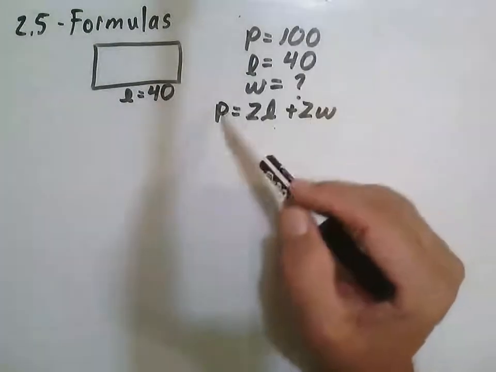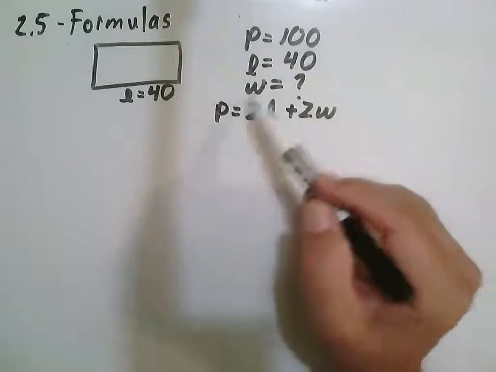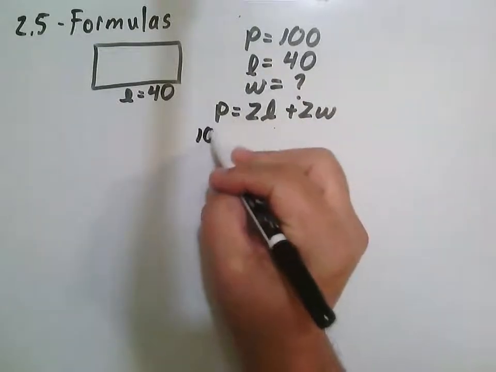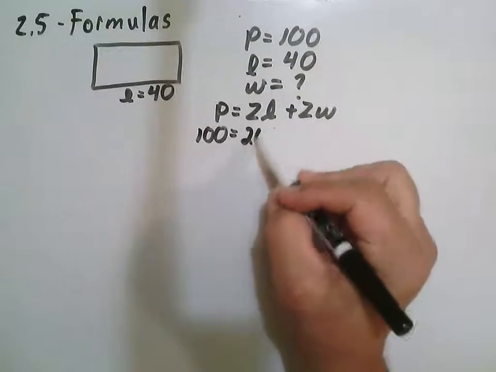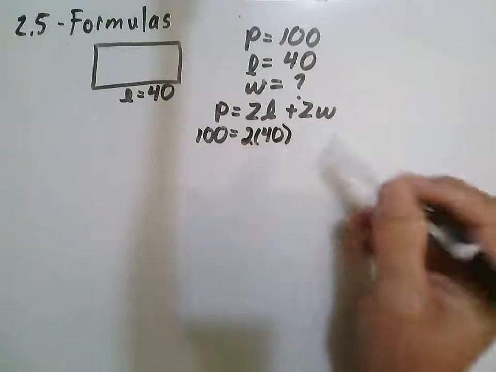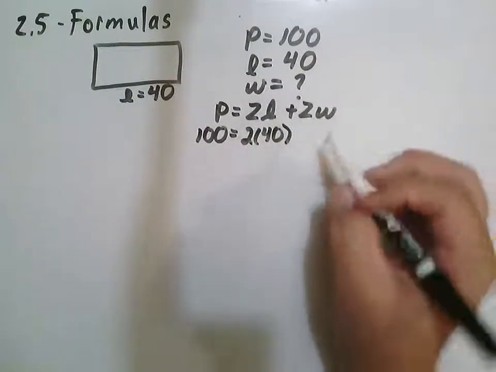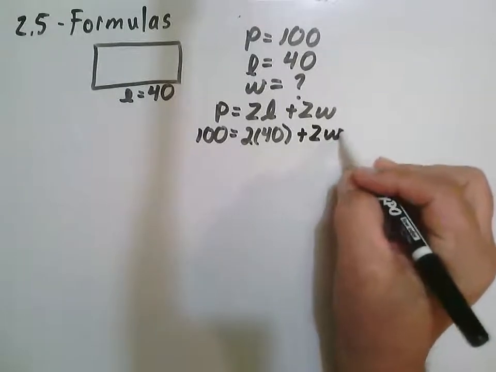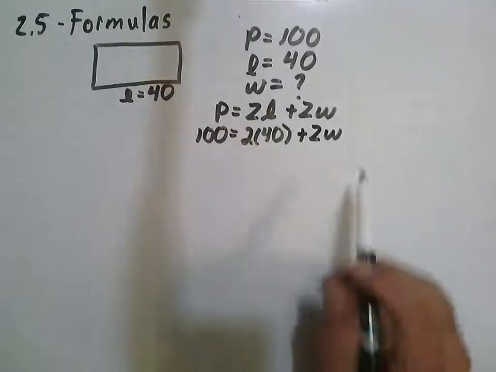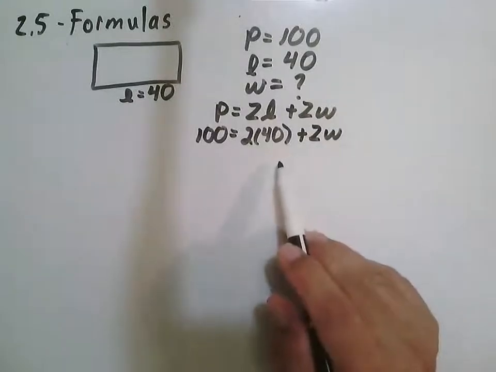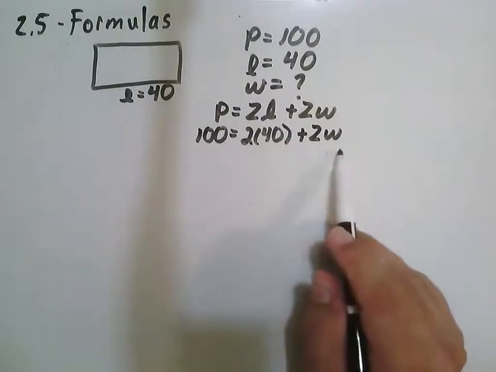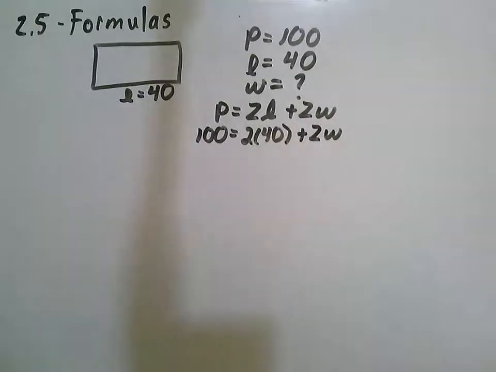So I'm just going to substitute in P is equal to 100 because we know our perimeter is 100. We know that our length is 40, so that's going to be 2 times 40. And the thing that we don't know is our W, so that's just going to remain as 2W. So remember, once you're down to one variable, you can solve it. You can solve any equation or any formula once you get down to a single variable. You just have to have other information.